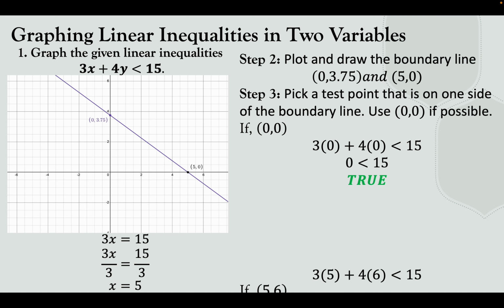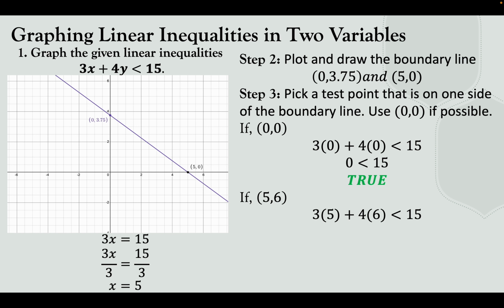That is true. Next, we will test a point from this side of our boundary line. So we have here 5 and 6. Substitute into our given inequality, we have 3 times 5 plus 4 times 6 less than 15. So 3 times 5, we have 15, and 4 times 6, we have 24. So 15 plus 24, we have 39. Is 39 less than 15?